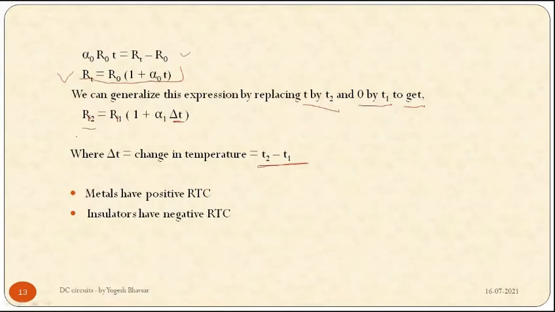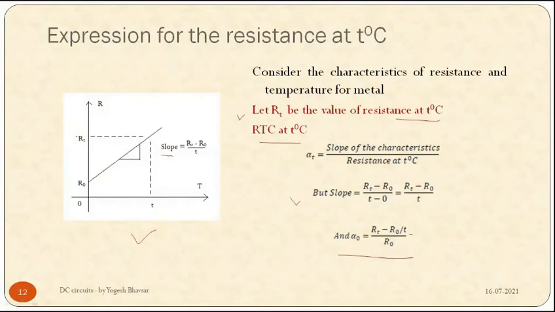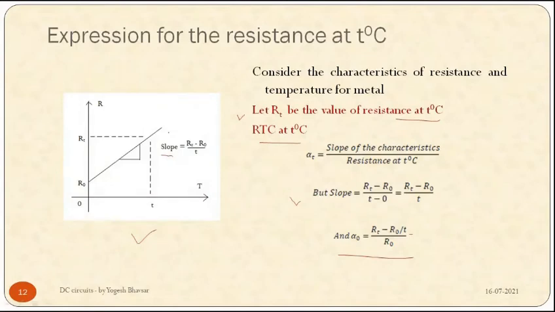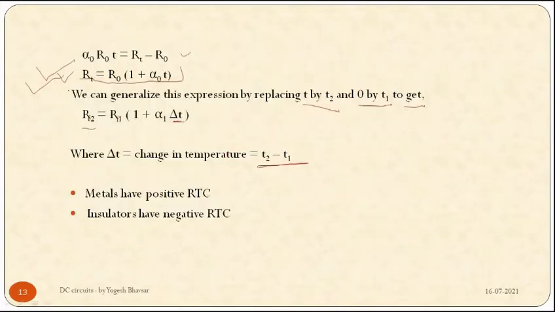So this is the expression for the resistance at any temperature. The heading is: expression for the resistance at T degree Celsius. We can generalize RT2 in terms of RT1 and alpha 1. This expression generally asks for 4 to 5 marks, but as we have an MCQ exam, you can remember some of the points in this expression, and obviously you can note this final formula: RT is equal to R0 into 1 plus alpha 0 T, and this RT2.